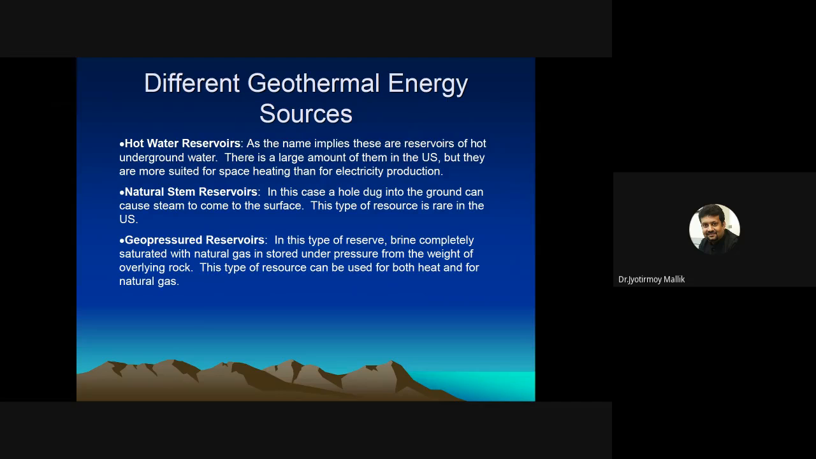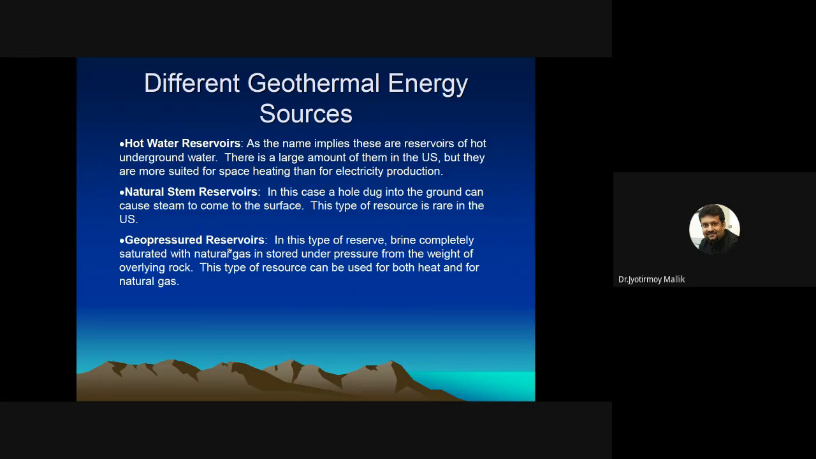Okay, so natural steam reservoir. Sorry, this is not steam. This will be steam. Okay, this is natural steam. So what it essentially means is that there are some hot reservoirs from where steam actually comes out, which are immediately below the ground. So you can dig a small hole and actually use that steam for your work.